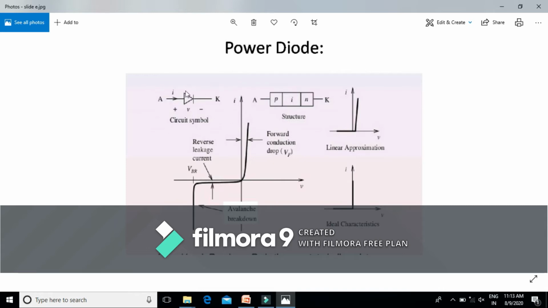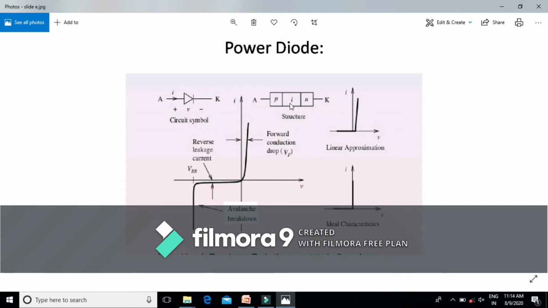The first figure represents the circuit symbol for the power diode. The circuit symbol for this power diode is the same as that of a signal diode. The second diagram represents the structure. Basically, the only difference between the signal diode and the power diode is this inner lightly doped layer. This layer is absent in the signal diode, and this N negative layer is the basic structural feature that is not found in the signal diode.